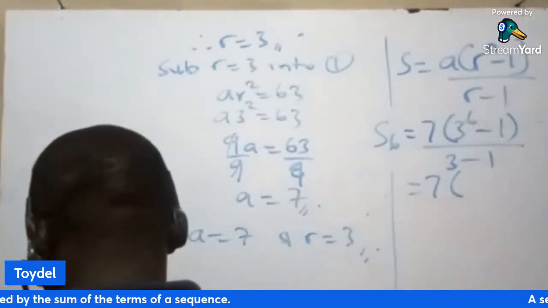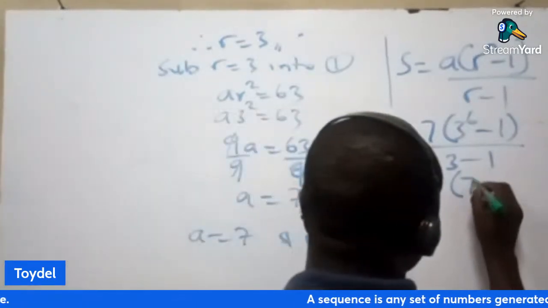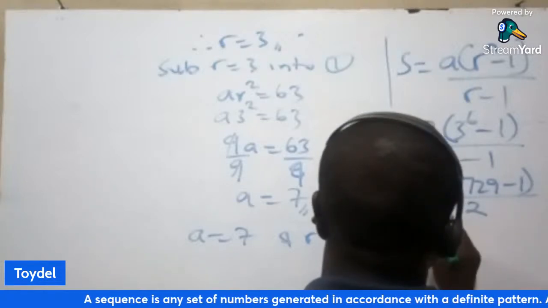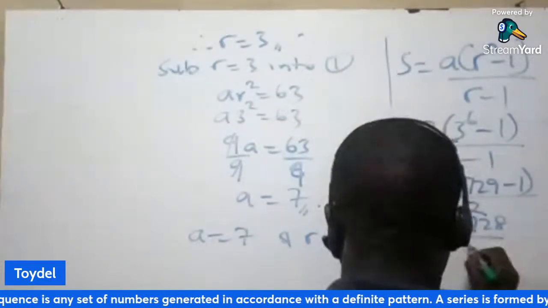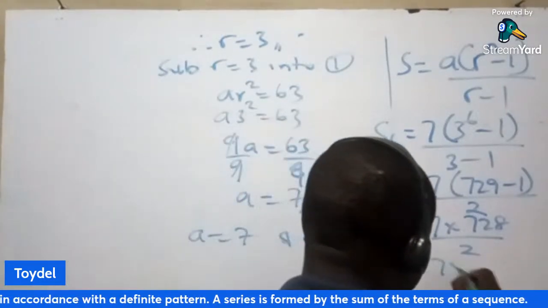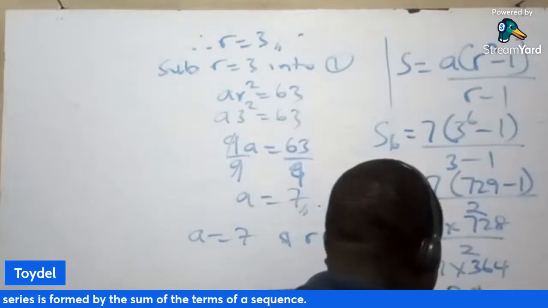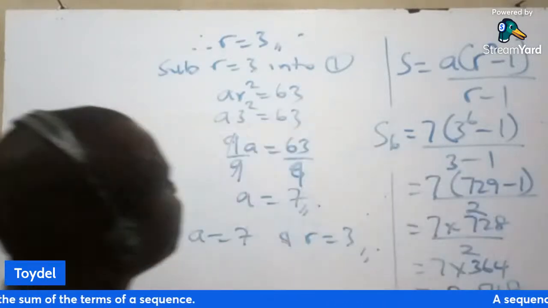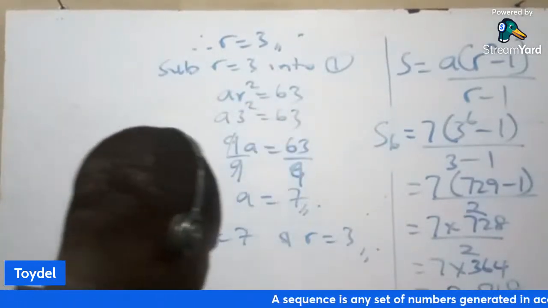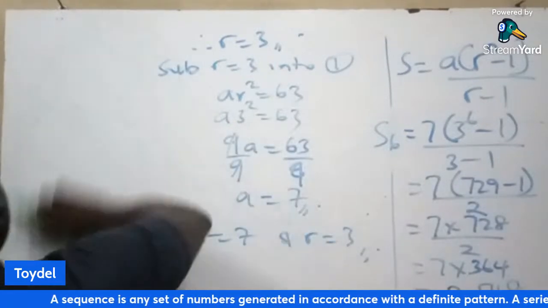Here I'm going to have 7 into bracket 3 to the power 6, which is going to give us 729 minus 1 all over 2. Then I'm going to have 7 multiplied by 728 all over 2. So at the end of the day, I'm going to have 7 multiplied by 364, which is the same thing as 2548. So the sum of the first six terms of this GP is 2548.